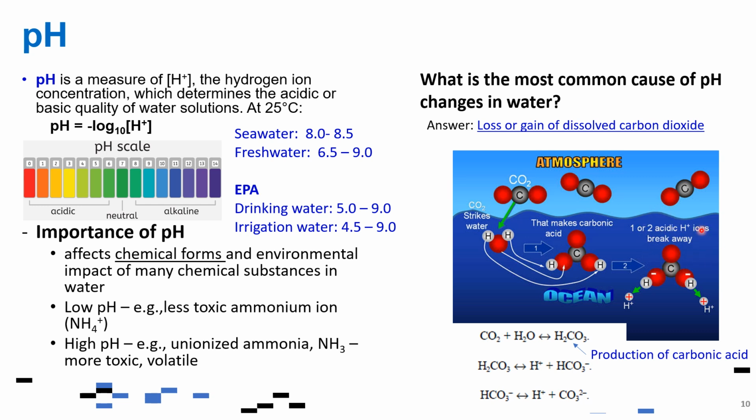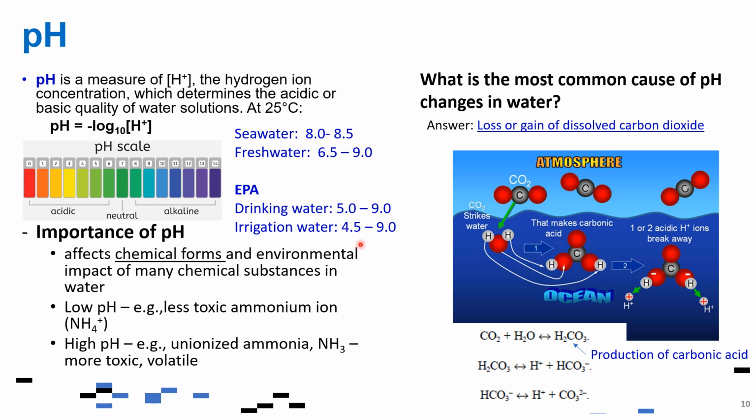So that's why, because of the formation of H plus, the water in this system is at below 7. Normally it's around 6.5, and even 5.6 is the usual pH value for surface water that is exposed to the atmosphere. Some of the drinking water guidelines for pH are around 5 to 9. Irrigation water is 4.5 to 9 pH.